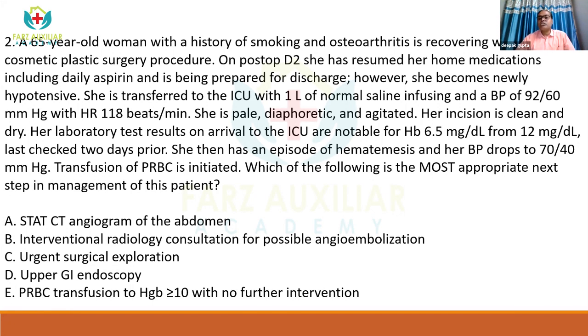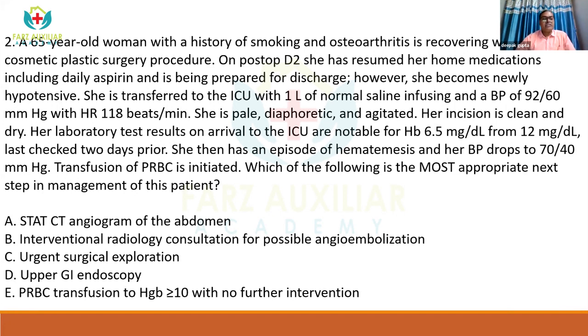She had an episode of hematemesis and BP drops to 70/40. Transfusion of PRBC is initiated. Which of the following is the most appropriate next step in the management of this patient? You have to read very carefully the last line because the whole of the answer changes with the last line. It says the most appropriate next step, not the definitive, or it can be asked in very different ways also, and the answer changes.